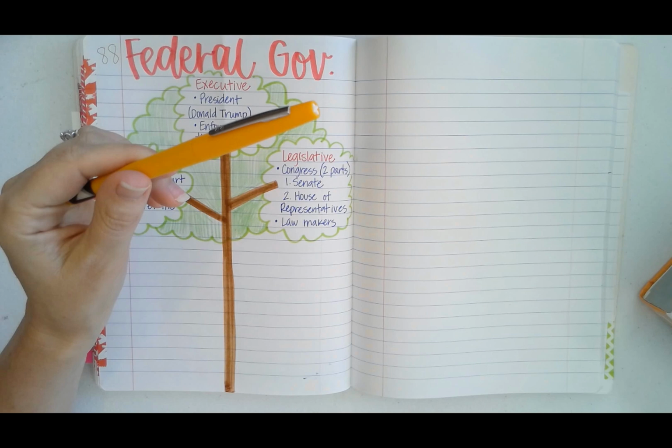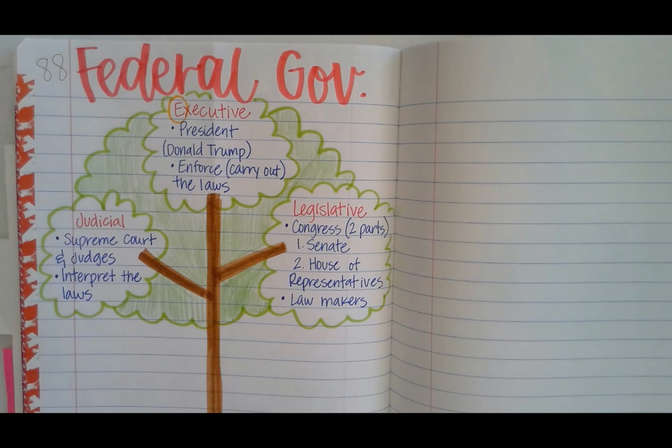Next, I need you to grab a colored pen, and this can be any color you want, something that we haven't used, because this part's really important to help you remember this. I want you to circle the E in the executive branch, and then I want you to circle the E under enforce, because the executive branch enforces the laws, so E and E.